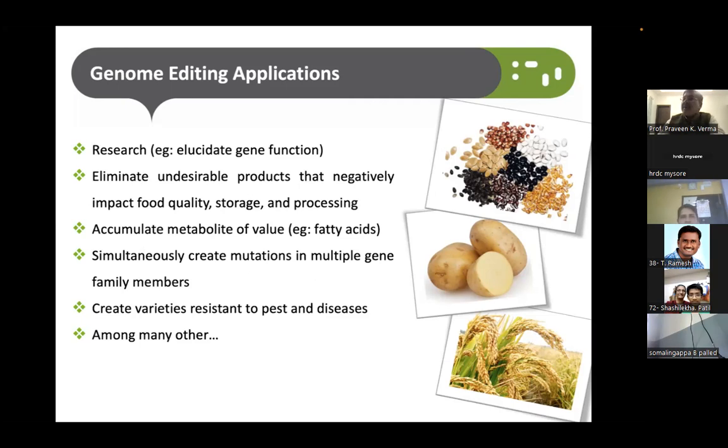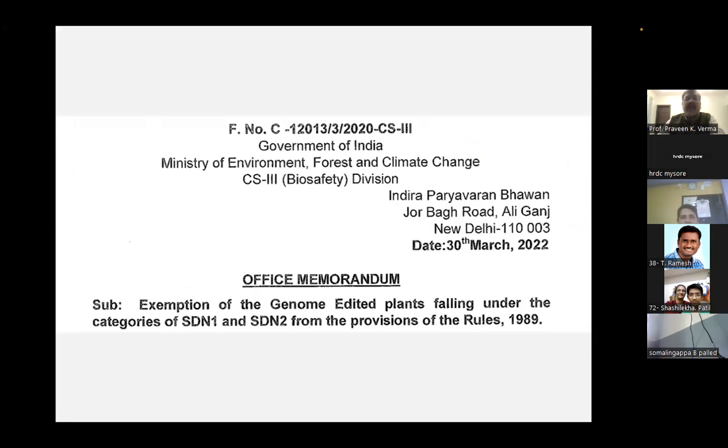Among many others. So what has happened recently is that the government of India has approved the exemption of genome edited plants falling under the category SDN1, site-directed nuclease 1, that is just precise editing, and SDN2, under the provision of the rules of 1989.